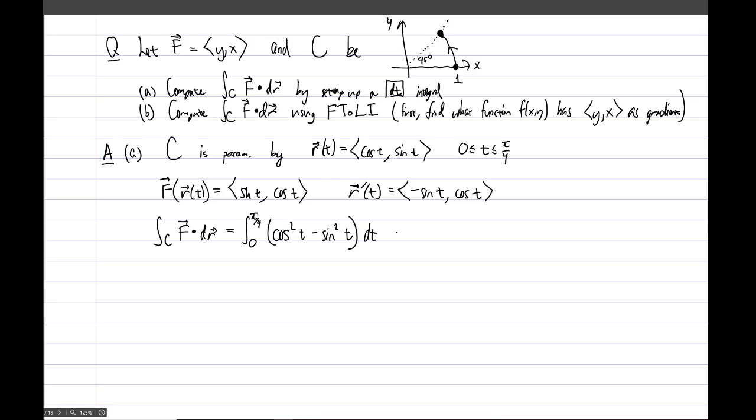Okay, so then we'll spare some details, but just comment that there's actually a trig identity that would be helpful for this. So, well, not really spare details. We'll just say there's a trig identity. Okay, integral 0 to pi over 4 of cosine of 2t dt.